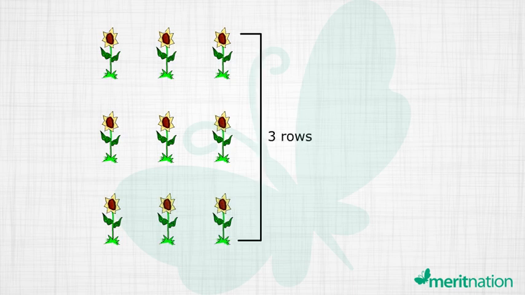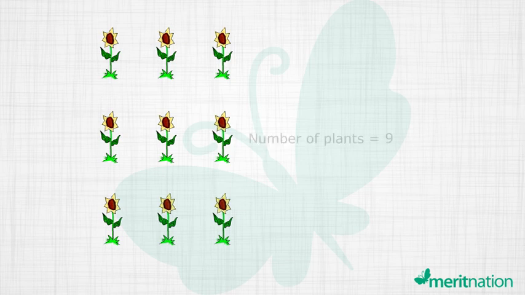Now, if I wanted the number of rows to be the same as the number of columns, how many more plants would I need? There, 3 more. You see that? Now we have 3 rows and 3 columns. So how many plants do we have in all? 9, which happens to be a perfect square.